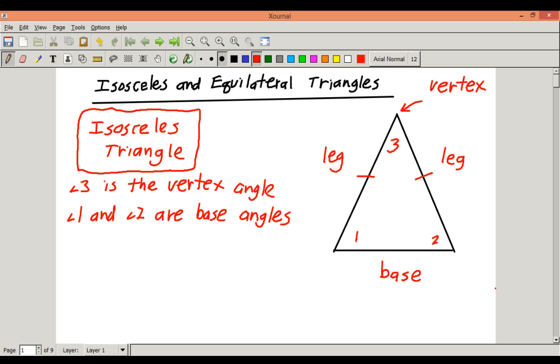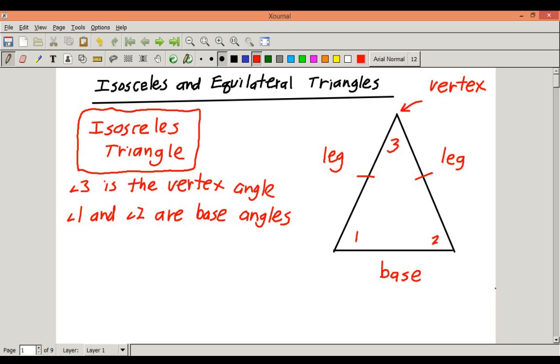Okay, everybody, welcome back to the last topic of the current unit. This topic is all about isosceles triangles and equilateral triangles. We have four new theorems to prove today and several examples to go along with that. And then you'll have the assignments after that.